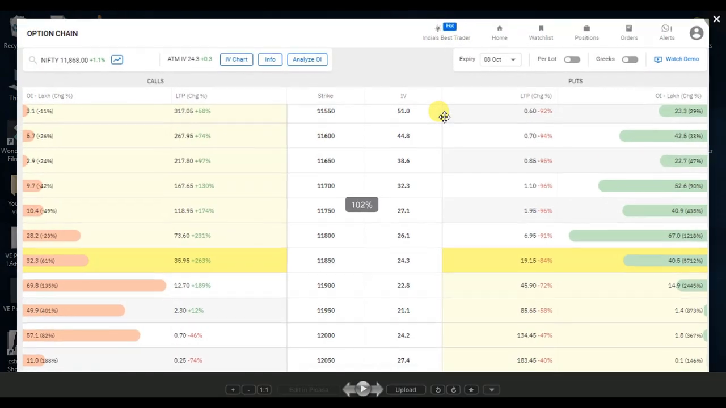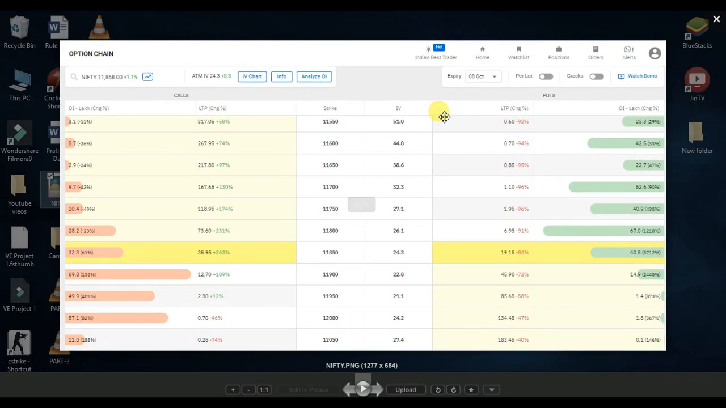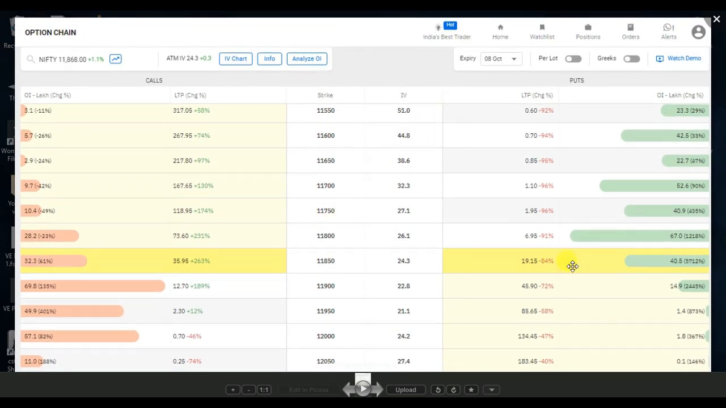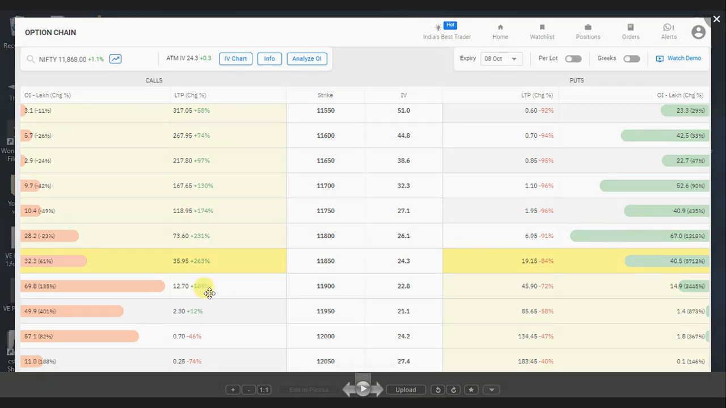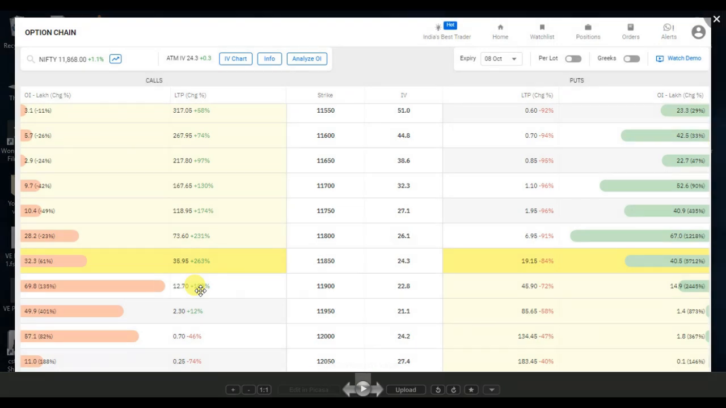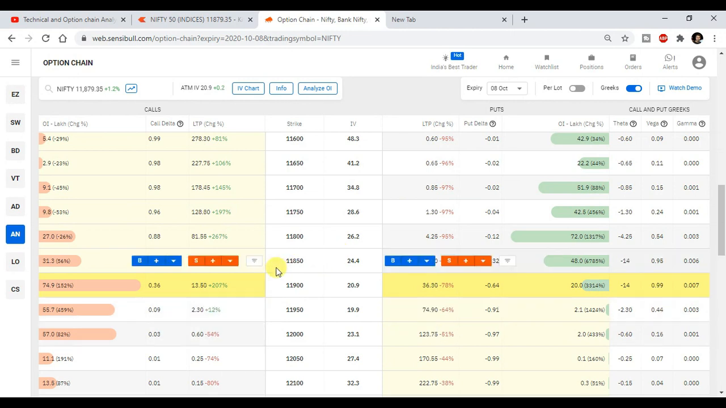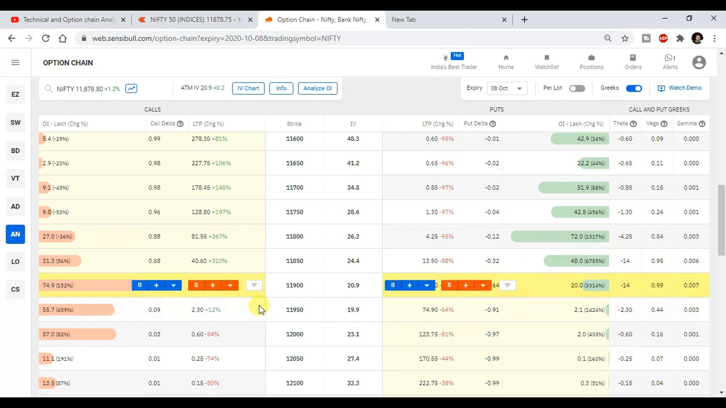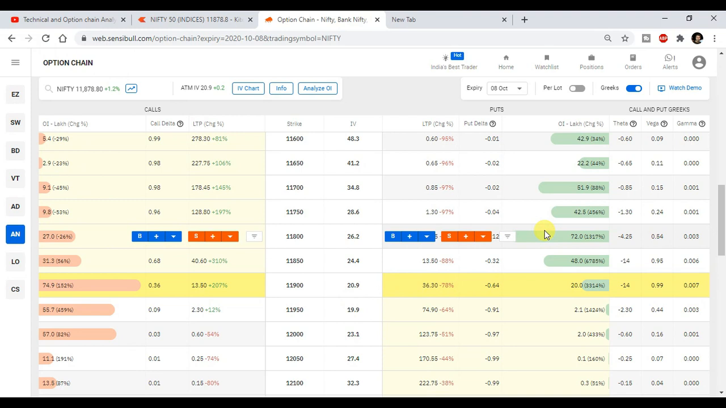I'll show you. If you see, this snapshot is at around 9:40, and we can clearly see that the at the money strike price is 11,850. At 11,800 we have a strong support, and in the same way at 11,900 we have a strong resistance, and that support and resistance are still there. At 11,900 we have 74.9 open interest, and at 11,800 we have a strong support with open interest of almost 72.